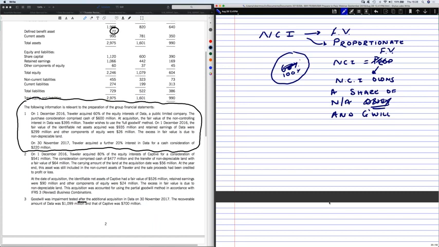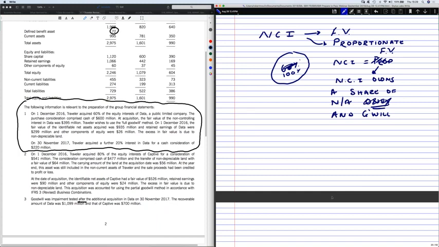Okay. So let me ask you this question, please. Under which policy will the NCI be a higher figure, proportionate or fair value? Right, fair value. Very good, everybody. Under which policy will the impairment charges be greater, proportionate or fair value? Right, fair value, of course.